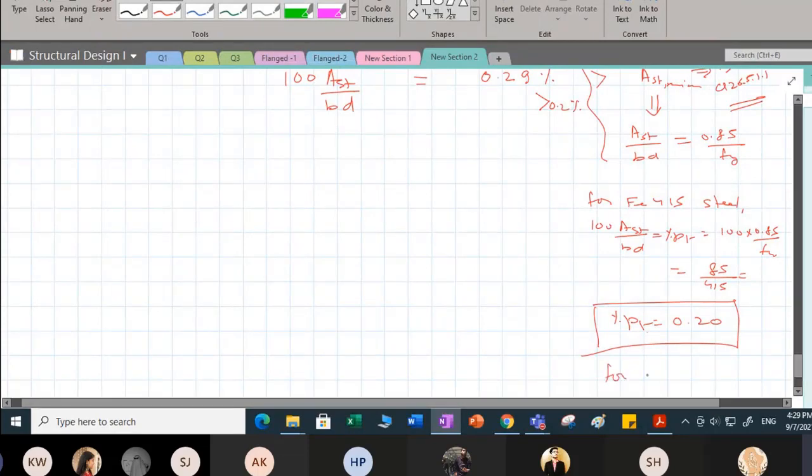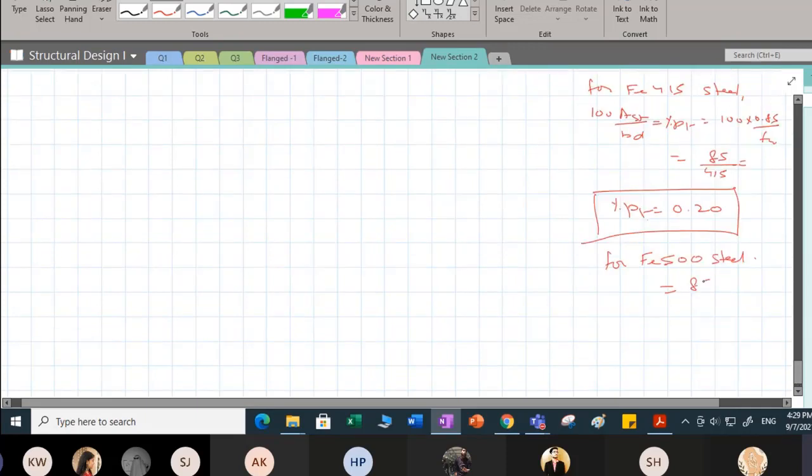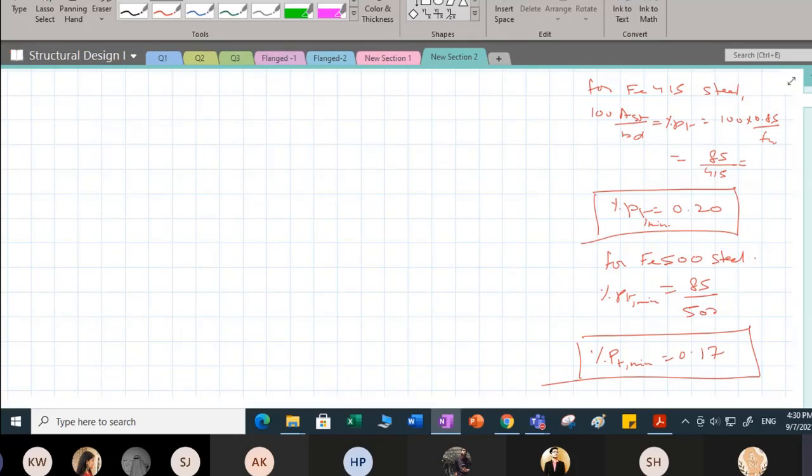Similarly, what is for Fe500 steel? You'll be doing 85 divided by 500. So this is minimum. How much is coming? 0.17. So you can remember these values. This is always good. And you can remember what is the minimum tension reinforcement for beam? 85 divided by fy. So that will be in terms of percentage tension reinforcement.